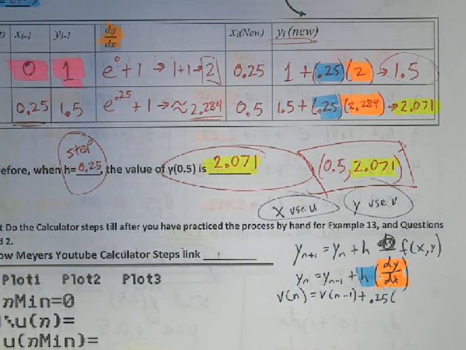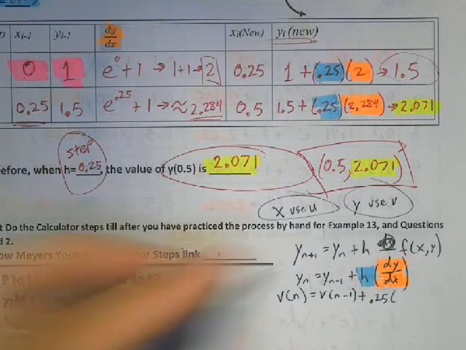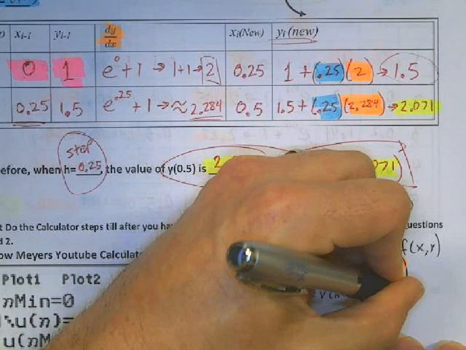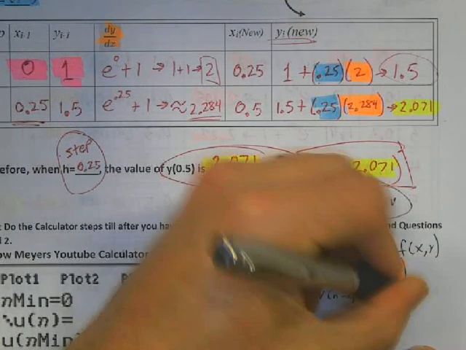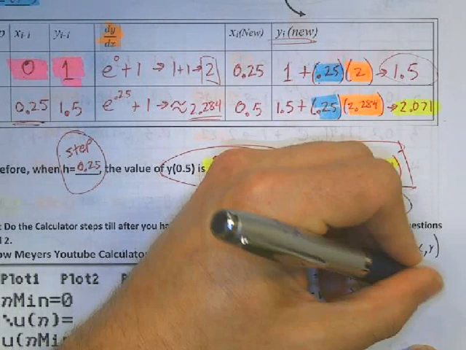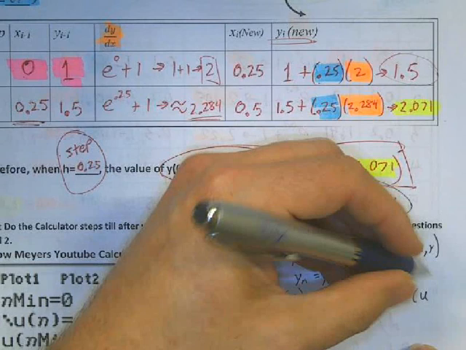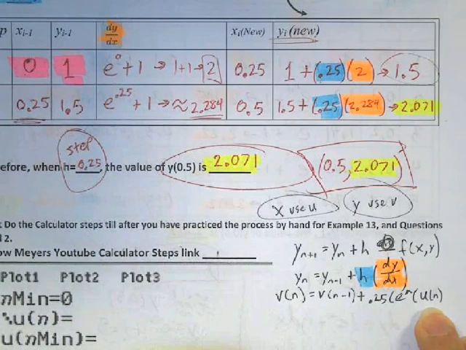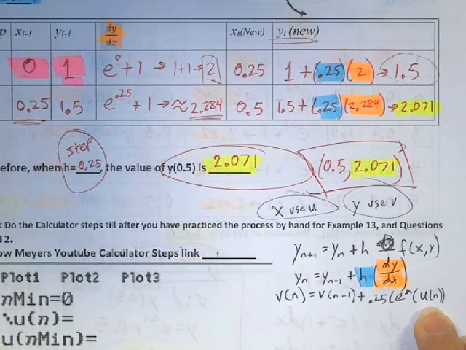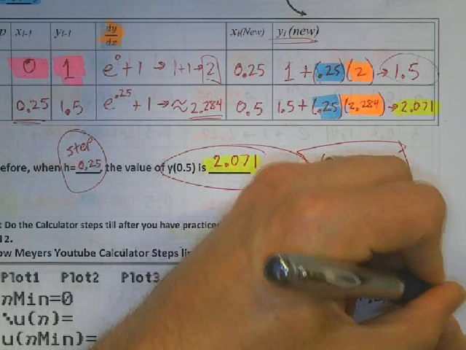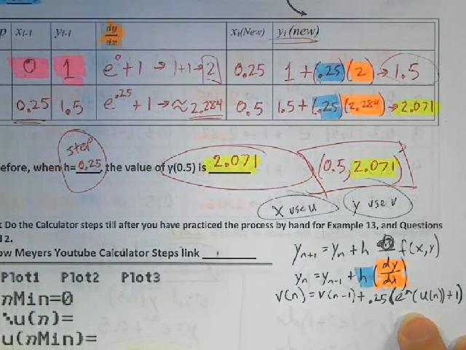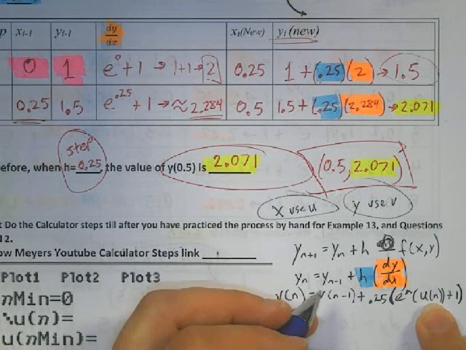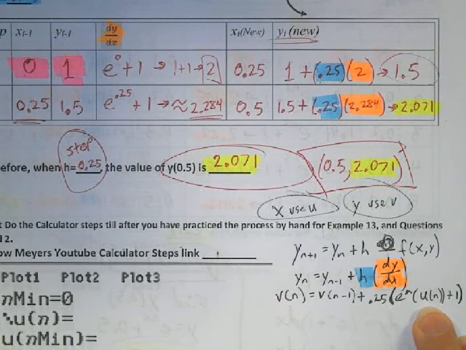So I'm going to write e to the power of, that's a caret there, parentheses u parentheses n, close parentheses, and then plus 1, and then close parentheses. So this and this is in parentheses.